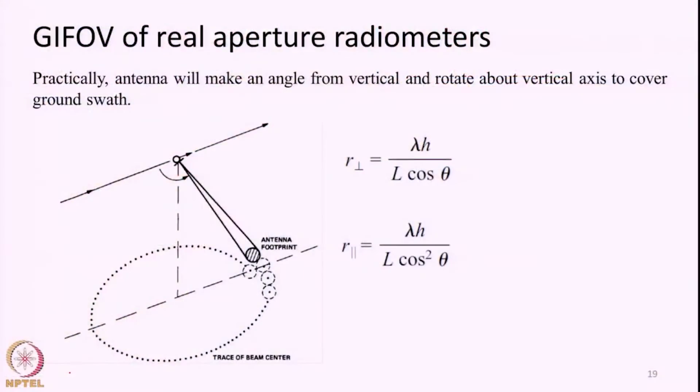different fields. The calculation that we made for the radiometers, lambda by L, accounting for the 24 kilometers, is actually for a nadir looking antenna. But in most cases of real aperture radiometers, the antenna may not be nadir looking, it may be tilted away from the nadir. Say for example SMAP, it is tilted by roughly about 40 degrees. That is, if this is the vertical axis, the antenna will have an angle away from the nadir. So, the antenna will be looking like this, subtending an angle something like this.